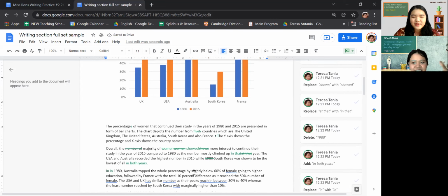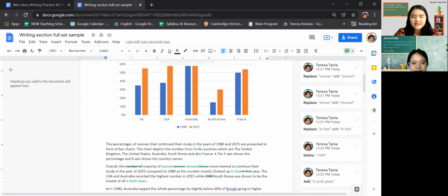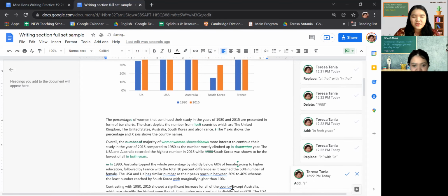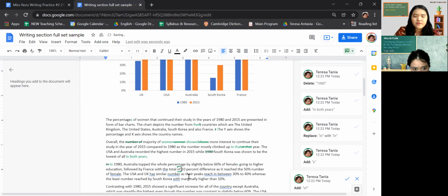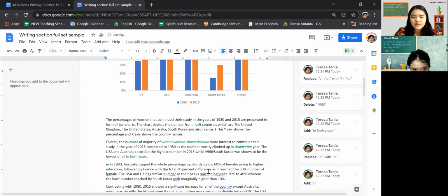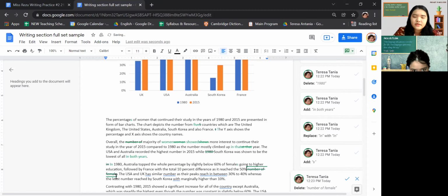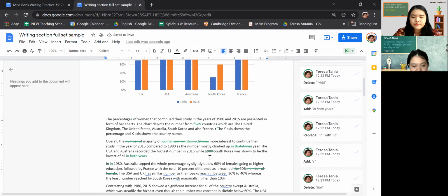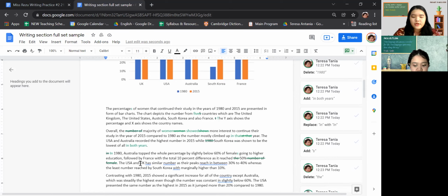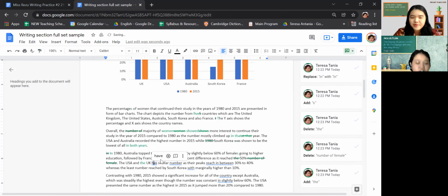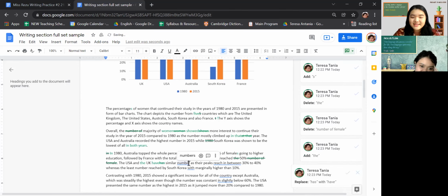"Top the whole percentage by slightly below 60% of females going to higher education for program. All 5. Sorry, it just has 10% difference. Female. I think like 50%." You already mentioned it before, right? Yes. "And the UK. Agreement problem. Have similar numbers."